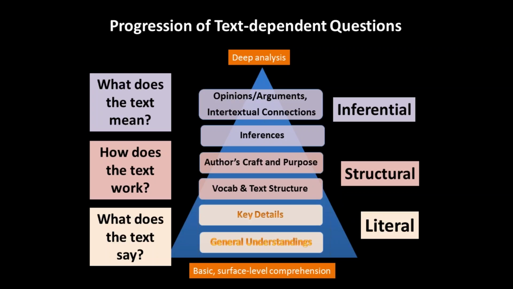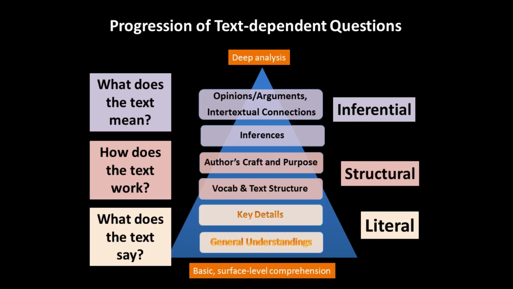When we begin to progress and go in for perhaps a second read, we're now looking to help ourselves define how does this text work. And so we're looking at the author's craft and the purpose. We're looking at the vocabulary used and the way that the text has been structured. And this is now moving us into the structural level.